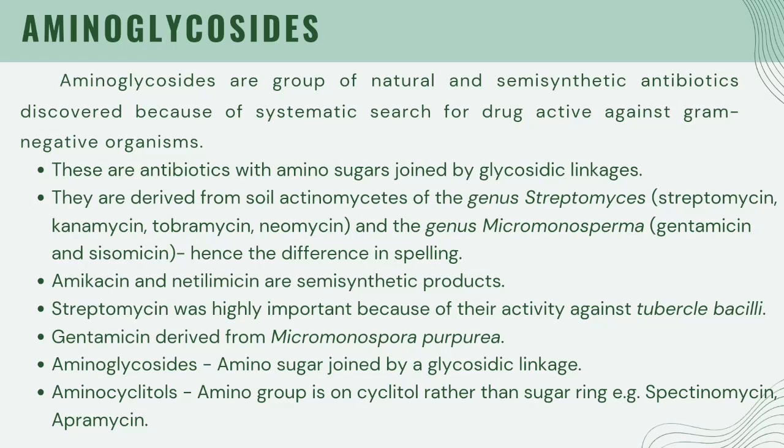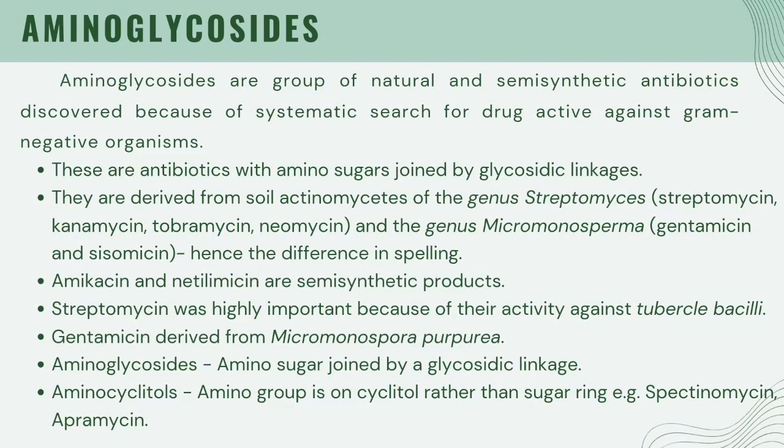Amikacin and netilmicin are examples of semi-synthetic aminoglycosides synthesized through chemical modification of natural compounds to enhance their pharmacological properties. Also, streptomycin gained prominence due to its efficacy against tubercle bacilli, marking a significant milestone in the treatment of tuberculosis. Derived from Micromonospora purpurea, gentamicin is another potent member of the aminoglycoside family widely used in clinical practice.